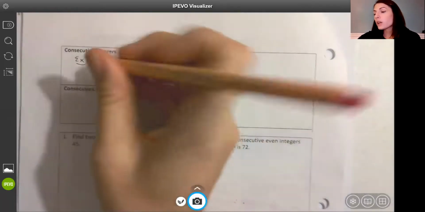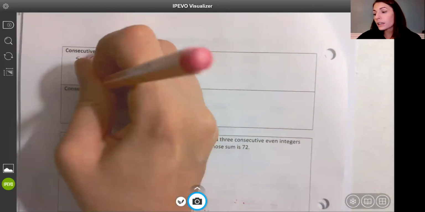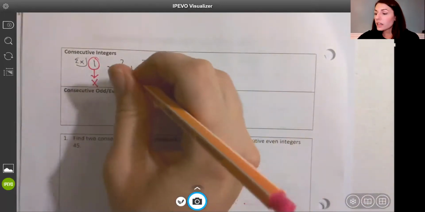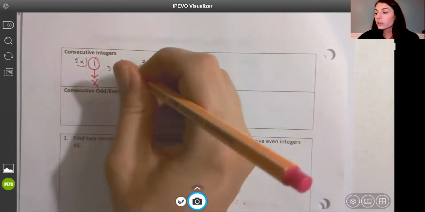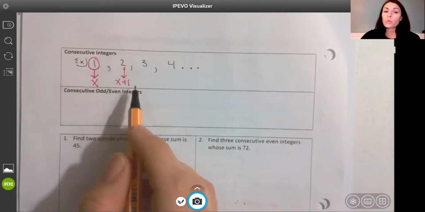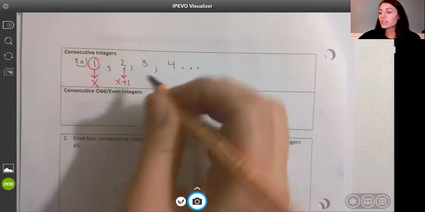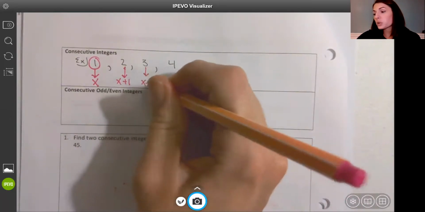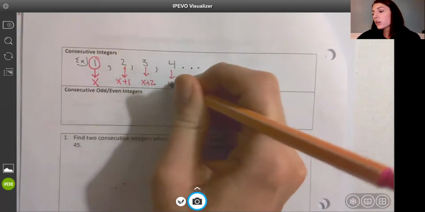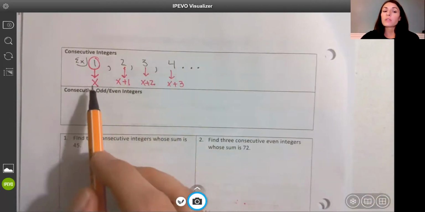So if I call the first integer in my list x, then the next integer in my list I could call x plus 1, because it is 1 more than my original integer. And the next integer on my list I can call x plus 2. And the next I could call x plus 3, and so on. But all of these values are based off of this first number.